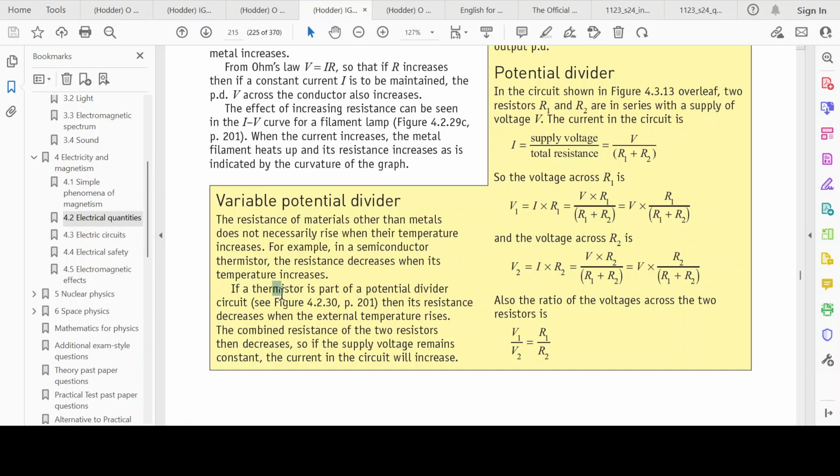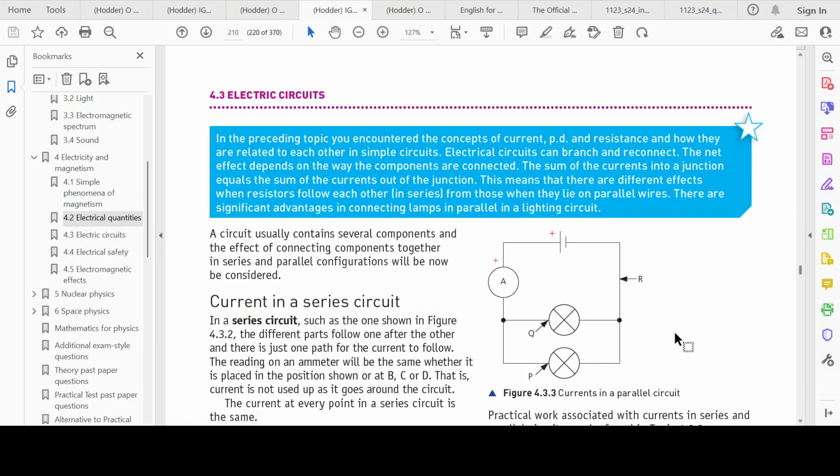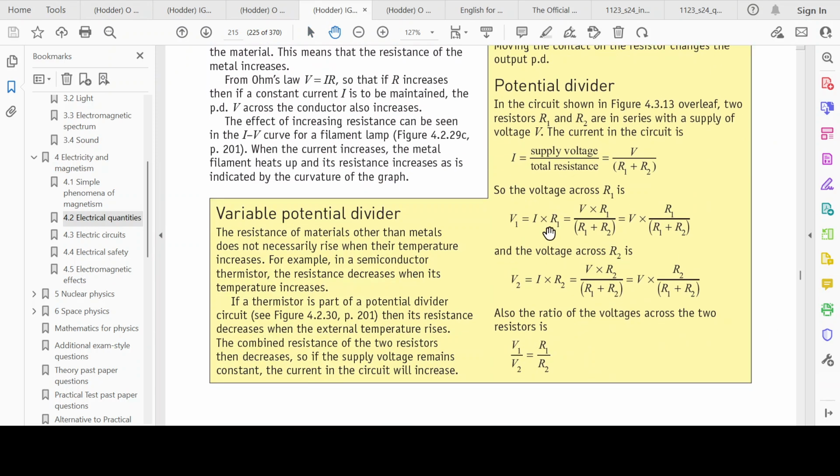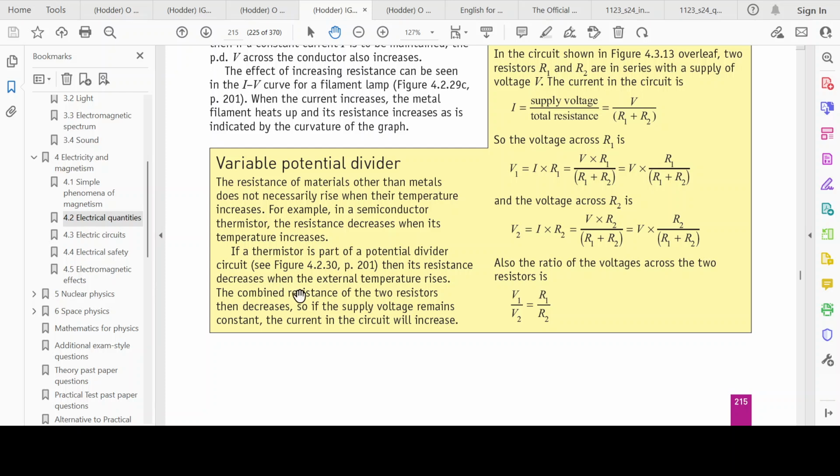So it's not the same case for all conductors. If this thermistor is part of a potential divider circuit, then its resistance decreases as the temperature rises. The combined resistance of the two resistors then decreases instead of increasing. So instead of two resistors in series with the resistance increasing, it will decrease because as the temperature increases, the resistance of the thermistor goes down. So if the supply voltage remains constant, the current will increase.